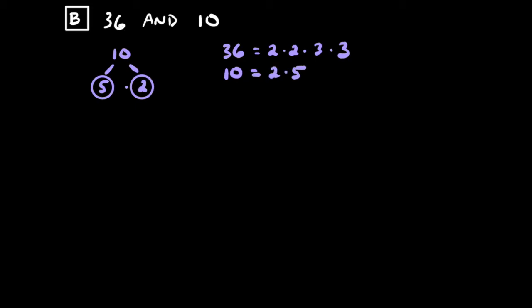Let's see what they have in common. It looks like the only common prime number they have is 2. Let's take that 2 and multiply by all the other prime numbers that weren't involved yet. The product of all of these prime numbers will get us the LCM.